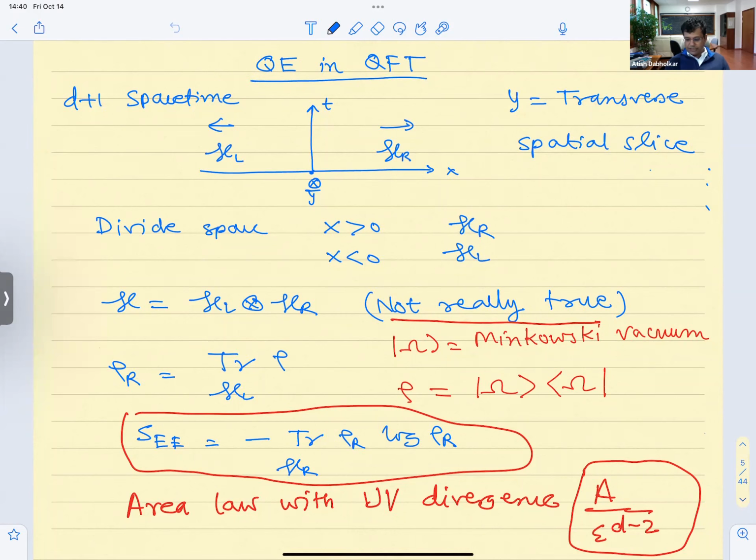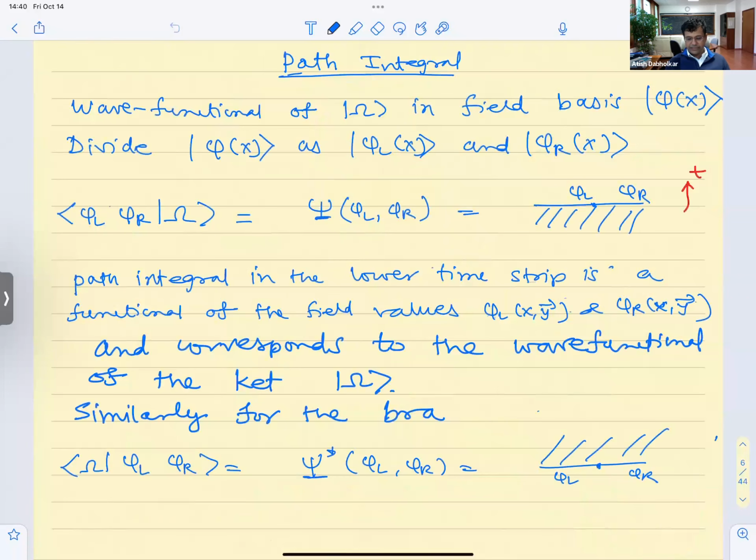So how to compute this? Just to motivate it in string theory, a simple way to compute the partial trace is to go to the field basis. You can write down the wave functional of the state omega in the field basis. The field basis is just phi of x, and you regard this as the configuration space.